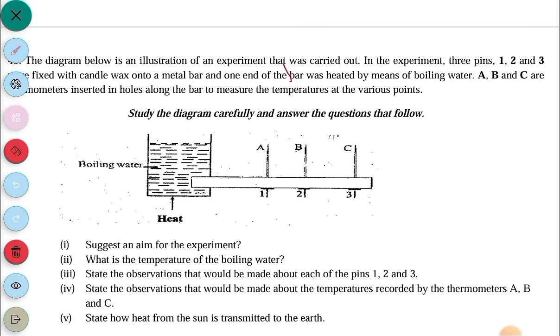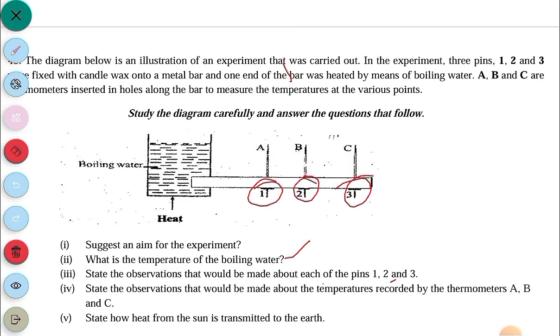The aim of this experiment is to investigate the transfer of heat along a metal bar and subsequent melting of wax at different points along the bar. So the next question says, what is the temperature of boiling water? The temperature of pure boiling water is 100 degrees Celsius. State the observation that will be made about each of the pins 1, 2, and 3. So the observation is that pin 1 will drop first, followed by pin 2 and pin 3 in that order.